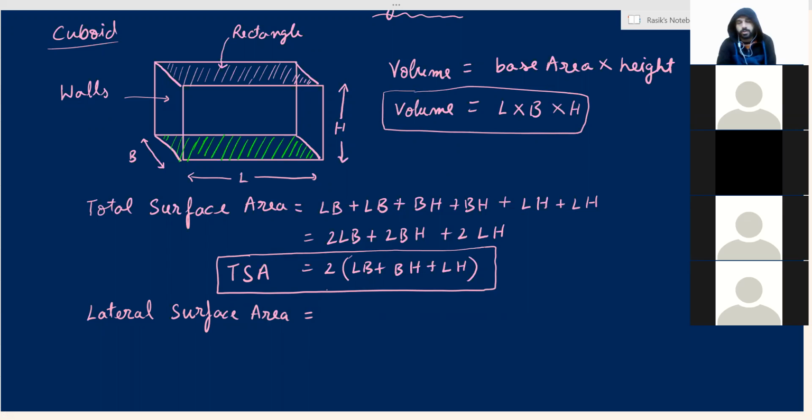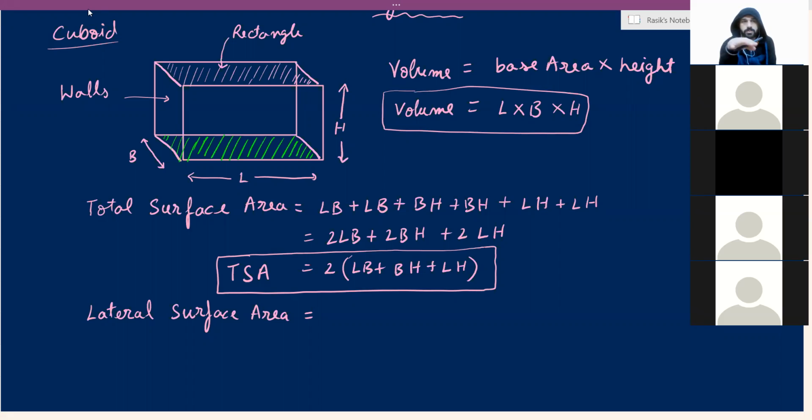Look at your room. Your room is in the shape of a cuboid, right? If you add the areas of only the four walls in the room, we get the lateral surface area. Don't count the area of the base, the floor.